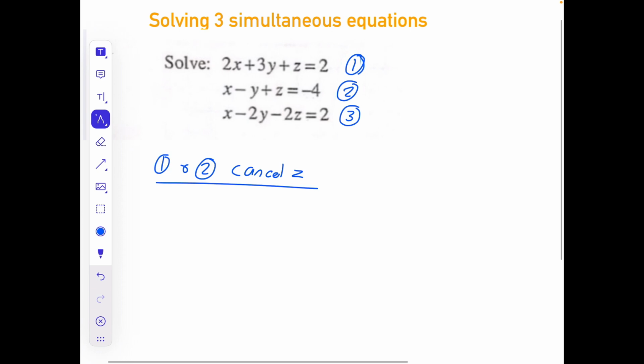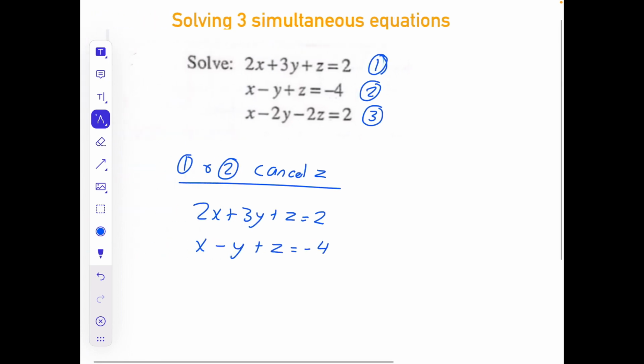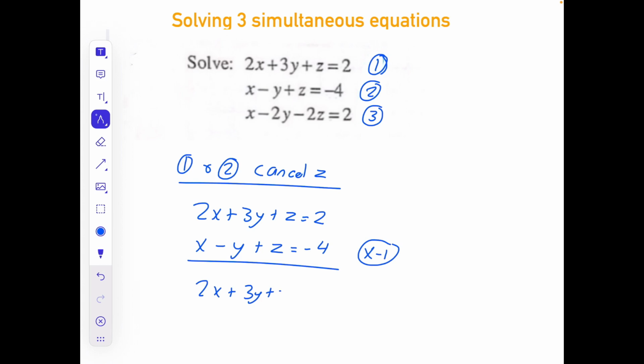So I'm going to work with equation 1 and 2, very similar to what you would have done at junior cert, and I'm going to make the z's cancel. You can see they have the same number in front, the same coefficient, but they have the same signs. So to get them to be opposite signs, I'm going to multiply all the bottom line by -1. So leave the top line alone. I'm going to multiply the bottom line by -1.